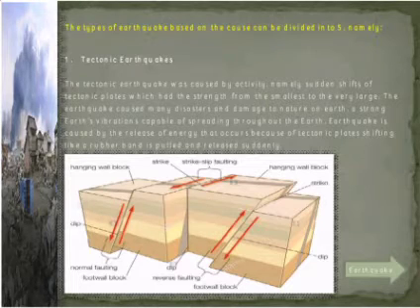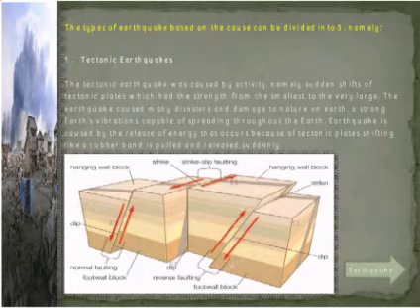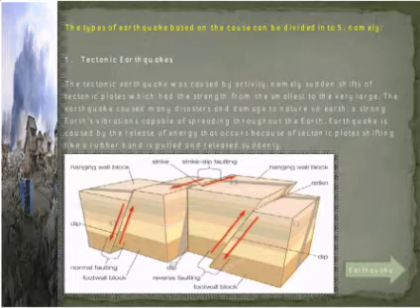Footwall block is the part of the rock that is relatively under the plane of the fault. Reverse faulting is a fracture where the rock block has a direction of motion opposite to the normal fault, pointing upward, so it can be seen. The reverse fault is the opposite of the normal fault.